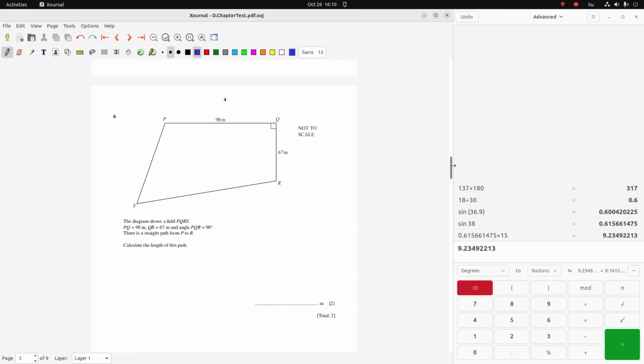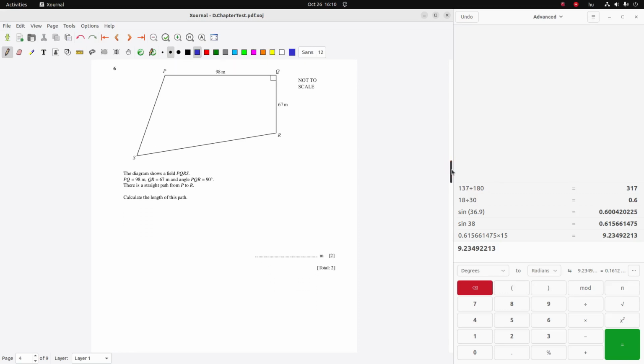Okay, next question. The next question looks a bit more complicated than it actually is. So this is a good question that shows us don't panic when you see something. The diagram shows a field of P, Q, R, and S. It's a quadrilateral. It has 4 sides. We know one right angle over here, and we know 2 sides. There's a straight path from P to R. Calculate the length of this path.